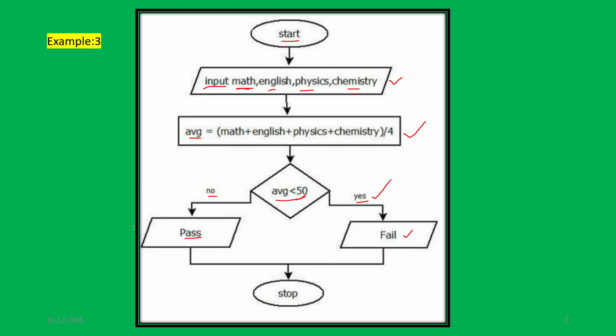Once you have confirmed this decision, go to the termination of this flowchart using the ellipse symbol. That is called stop the program. Okay, so that's all about the flowchart. Practice a number of flowcharts like this, and you can understand very easily. Thank you.